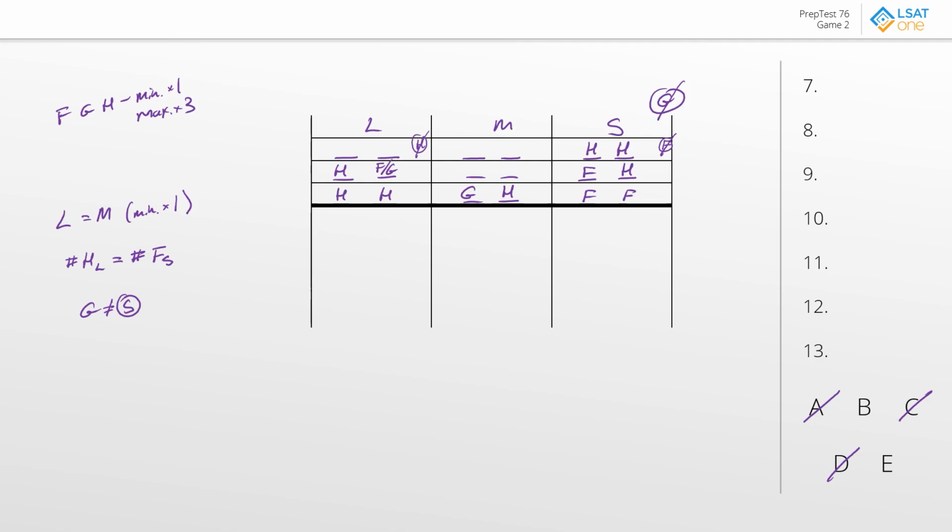Just in case, let's take a quick look at E. We have, let's see, 1 H, 2 more. Oh no, that's not going to work. So you'll notice that answer choice E has 4 H's total. That puts us past our maximum of 3. So we can get rid of answer choice E, and that leaves us with answer choice B as the correct answer for question number 7.